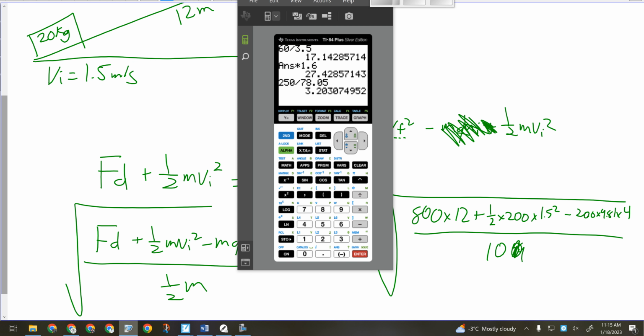That's what I'm looking for, that thing. Okay, so we're going to have 800 times 12, right, plus 0.5 times 200 times 1.5 squared, minus 200 times 9.81 times 4 and divided by 10.